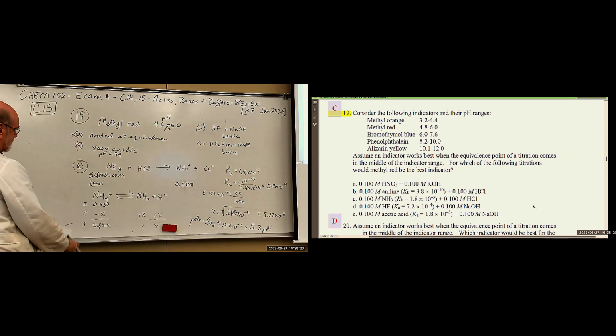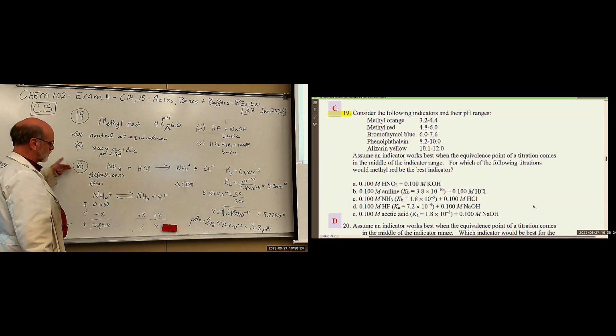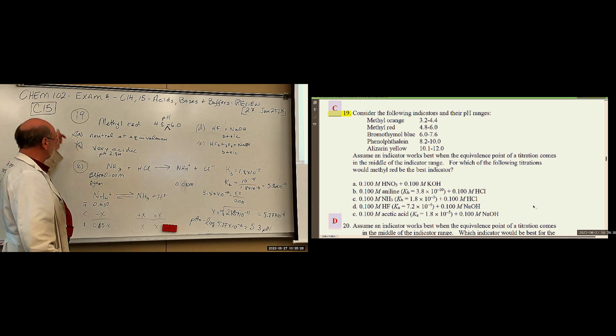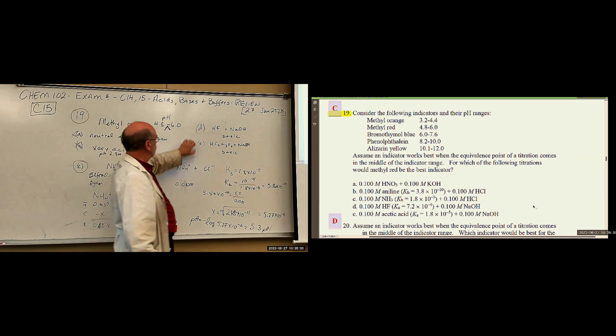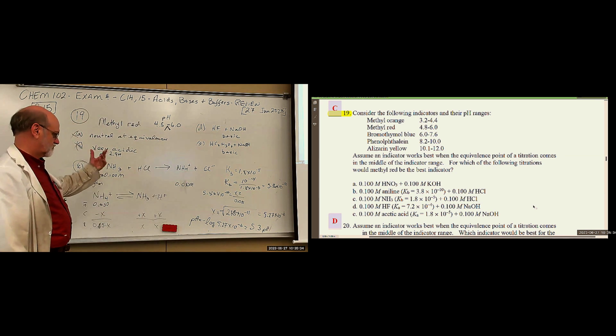Okay. So I suppose by process of elimination, we could have come up with this one without having to go through all that. Because we know this one's going to be acidic, this one's going to be neutral. Those two are basic. So the only one left is C. It's just, we proved it.